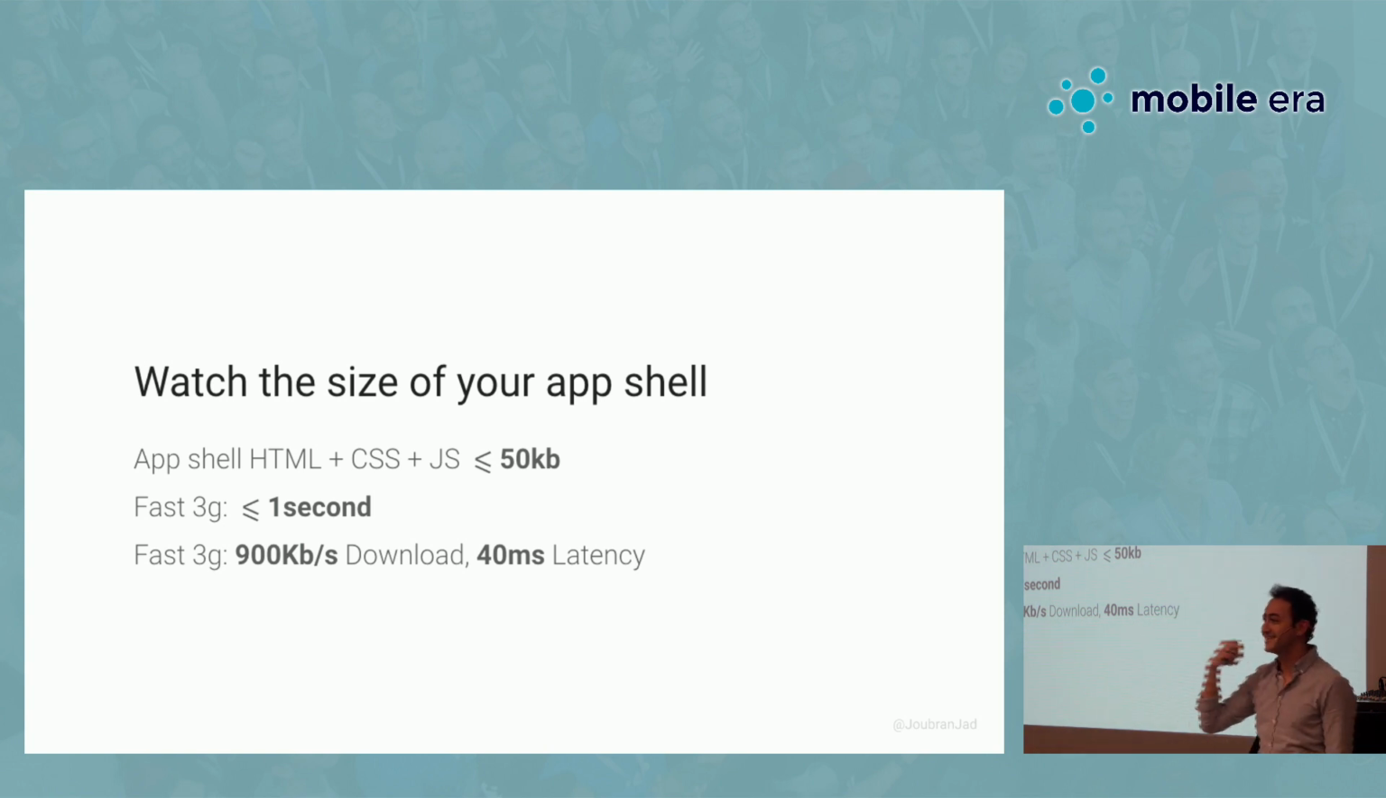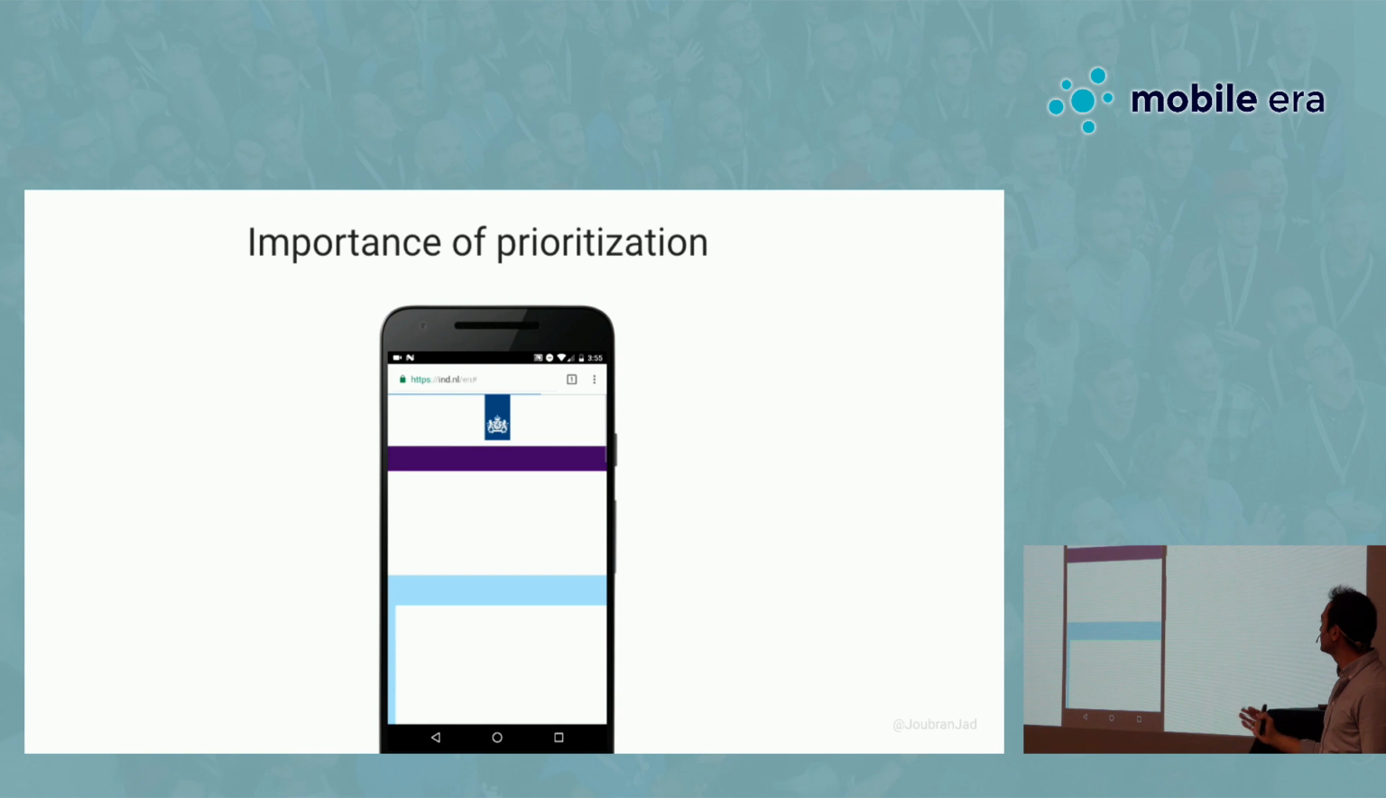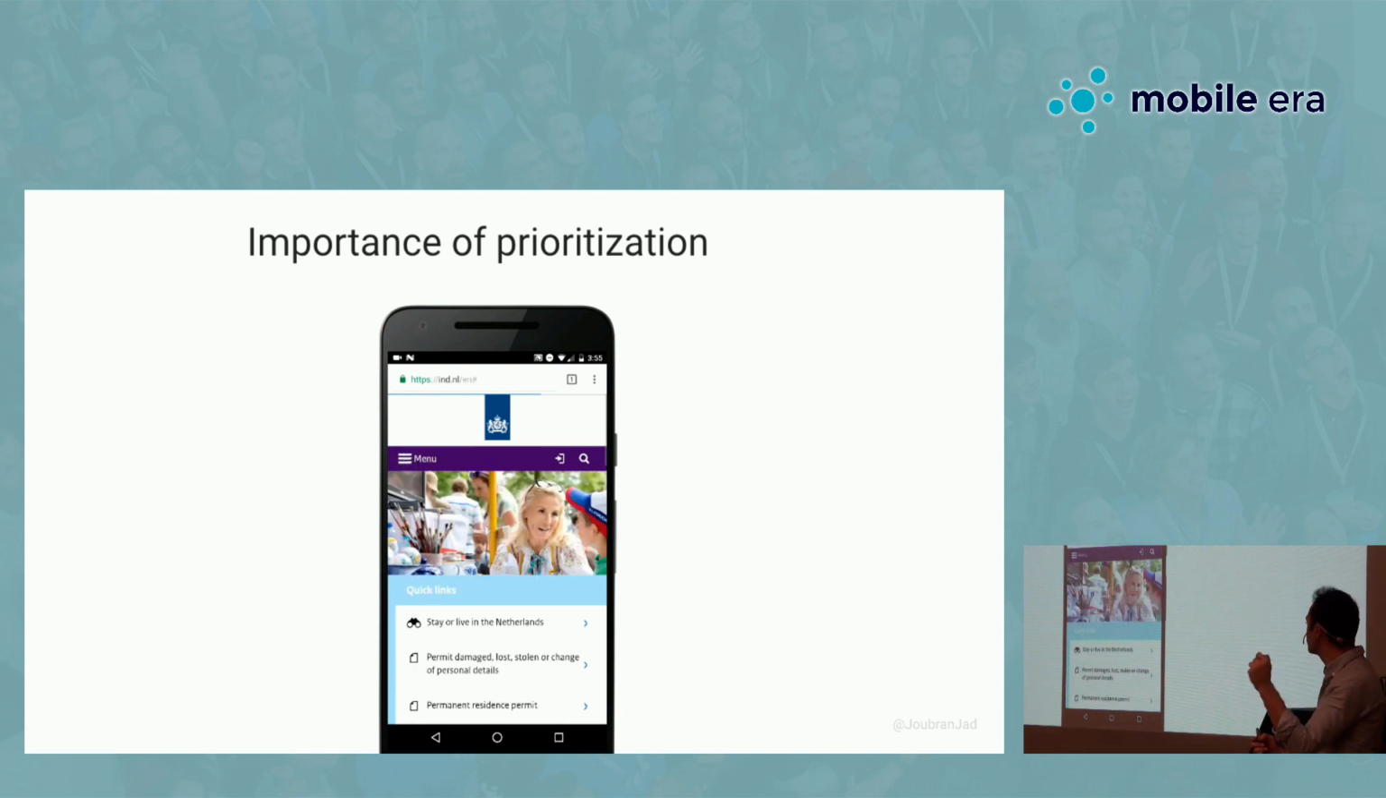Come on, let's be honest. Okay, so look, this is the Dutch immigration website, and if you reload the page, it loads quite fast. You see everything, you see the app shell, and you click on the menu, and it just doesn't work. And that's really frustrating. And why is this happening now?